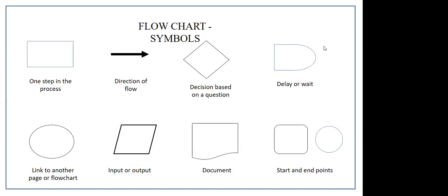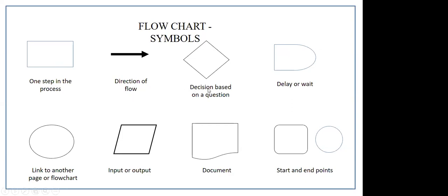And if we start, I will show an example. You just look at these pictures. For starting a flowchart, you want to know these pictures, these symbols. The first one represents one step in the process, and this arrow represents the direction of the flow.